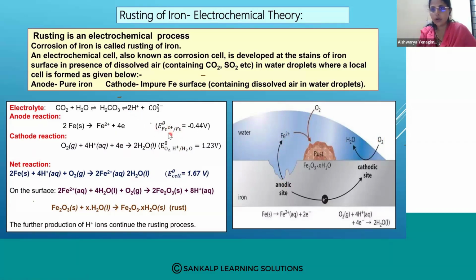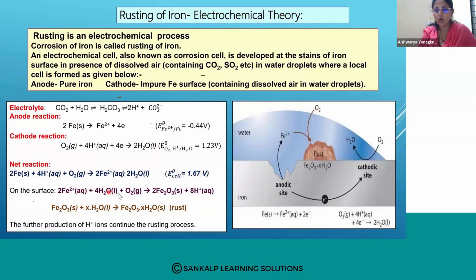For the anode, because Fe plus 2 ion is written first, the reduction potential is minus 0.44 volt. For the cathode it is 1.23. Okay, what will be the net reaction? Here you can see 2 Fe plus 4H plus O2 gives 2 Fe plus 2 and 2 H2O. The E naught of cell, the standard cell potential, is 1.67 volt.